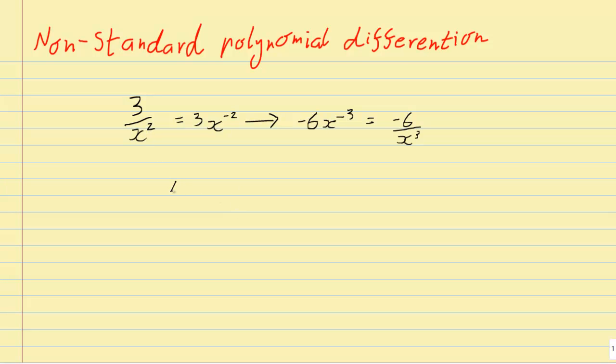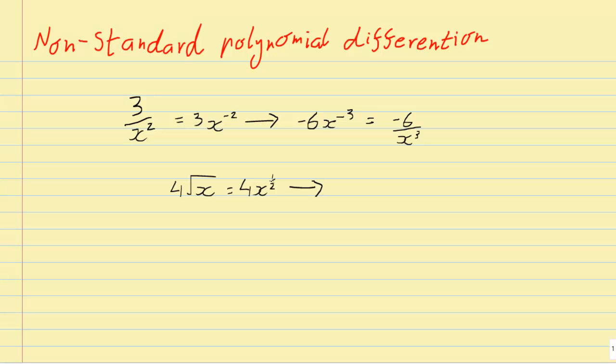Sometimes as well we'll have things like this. We might have 4 times the square root of x. Now what can we do here? You may have figured this one out. We need to rewrite the square root of x as 4 times x to the power of a half.